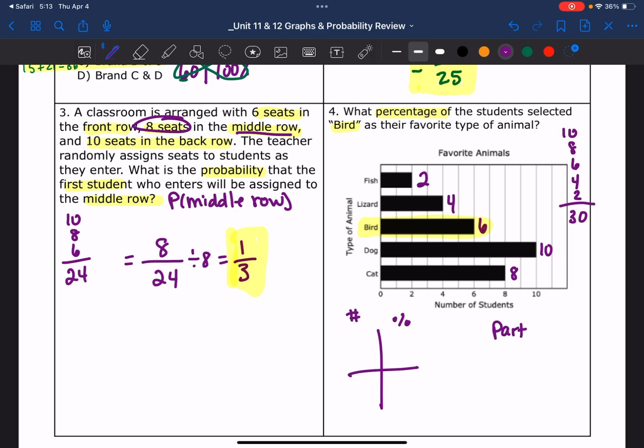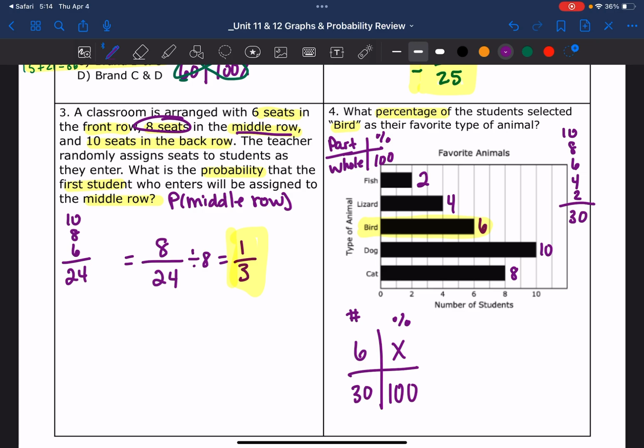Hold on, guys. It would be part over whole and then percent out of 100. Okay? So 100 goes here. I do not know the percent. I need to find that. The part, which is just the bird, is 6/30.